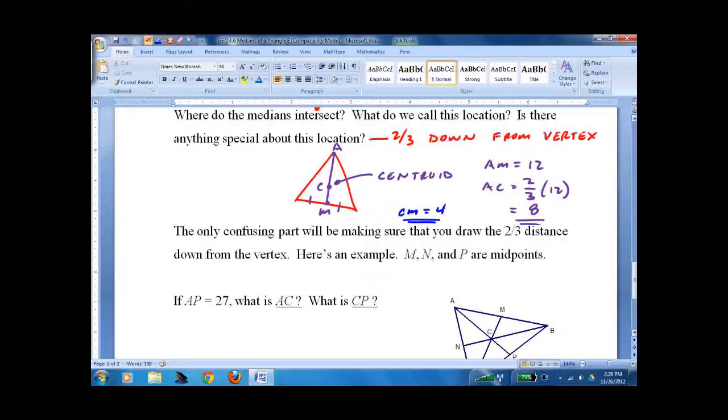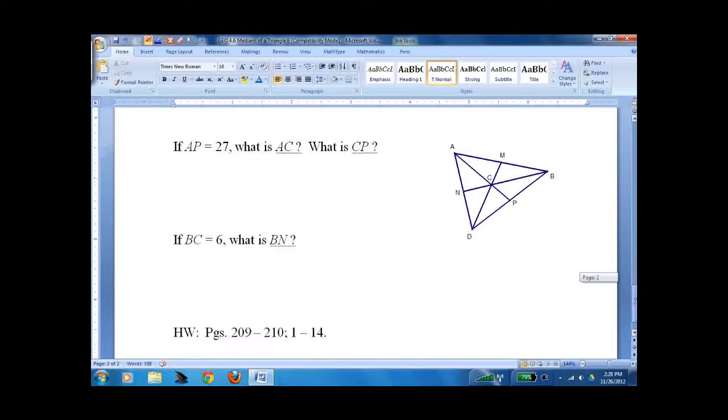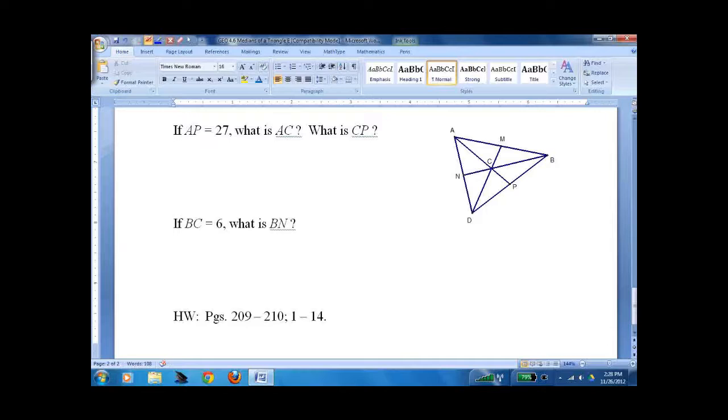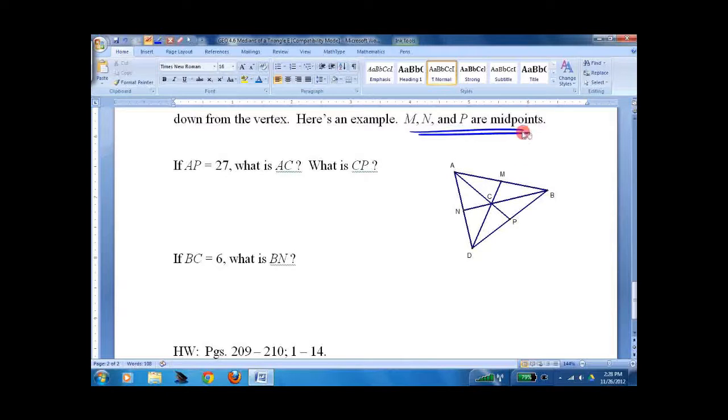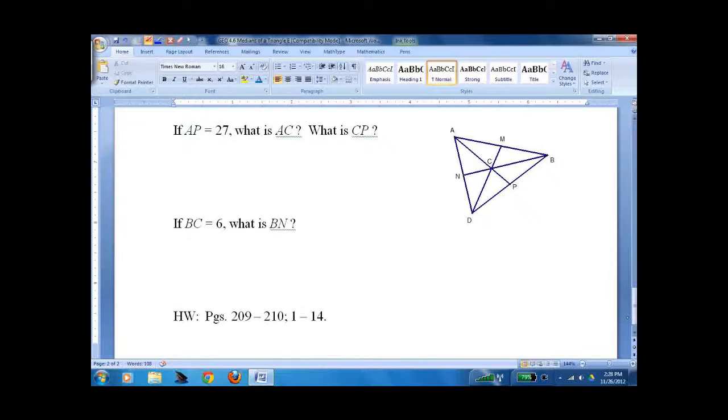So, be careful. Here's a great example. Midpoint, midpoint, midpoint. I didn't draw in all the tick marks. I just told you, if you look up above, they're all midpoints. AP is 27. So this is 27. What's AC? Well, that one's easy. 2/3 times 27 is 18. So this is 18. The whole thing's 27. That leaves 9 over here. Not too bad.